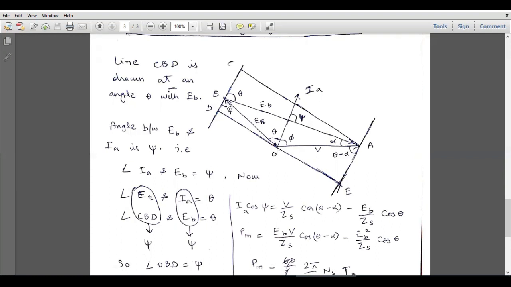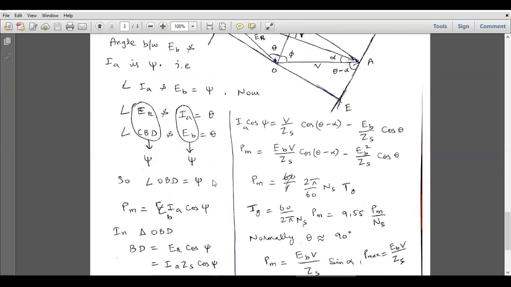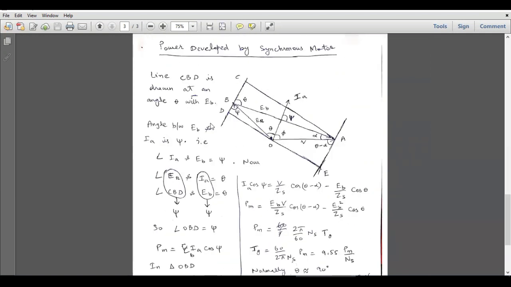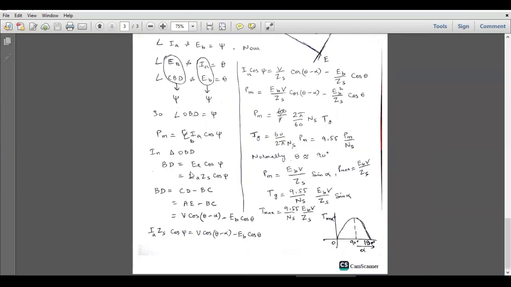And now we have several triangles which we can observe in this figure. From this figure, the mechanical power generated by the synchronous motor is equal to the back EMF times the armature current multiplied by the cosine of the angle between them. So EB into IA cos psi is the mechanical power, and we have to simplify this expression.